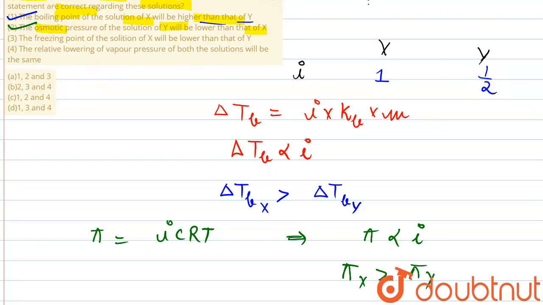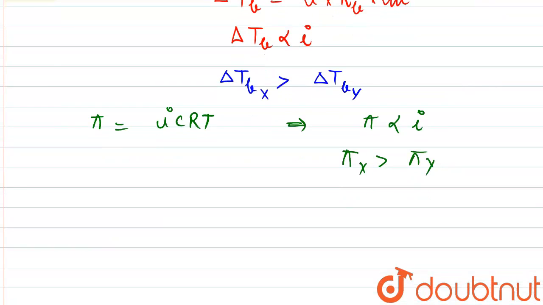Moving on to the third statement, which is saying the freezing point of the solution of X will be lower than that of the Y. Now for the freezing point, we will see the expression for the depression in freezing point. That is again directly proportional to the Van't Hoff factor i. The same relation is there. Delta Tf is also equal to i Kf m. So it is directly proportional to i. So we can say that depression in the freezing point for X is more than the depression in freezing point for Y.